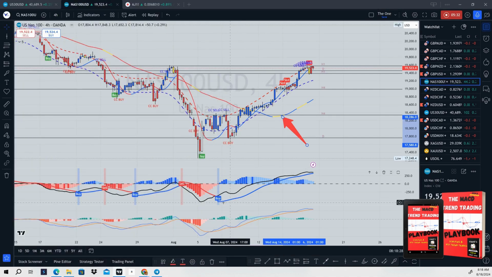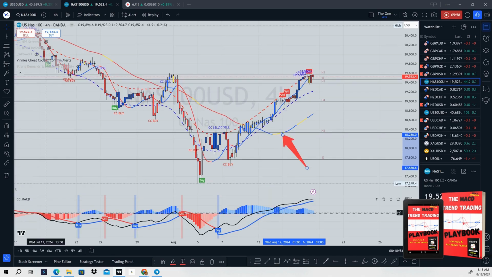Okay, so we can see that on the cheat code MACD, the signal line is blue. Okay, indicating that price is bullish, and we are above the zero line, so it indicates that price is also bullish. Okay, now let's go ahead and get rid of this MACD here. Okay, now next step.